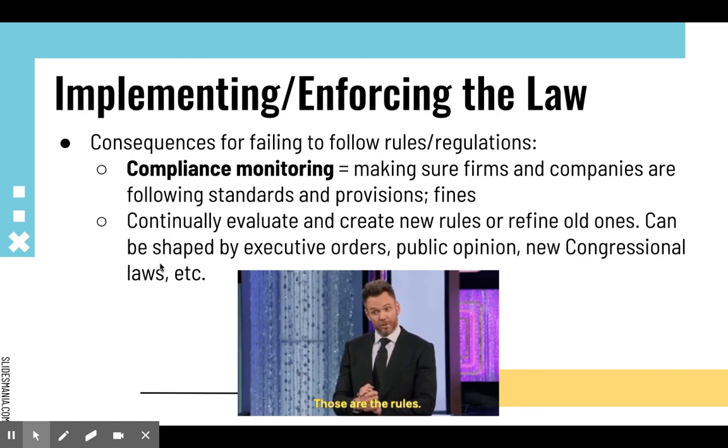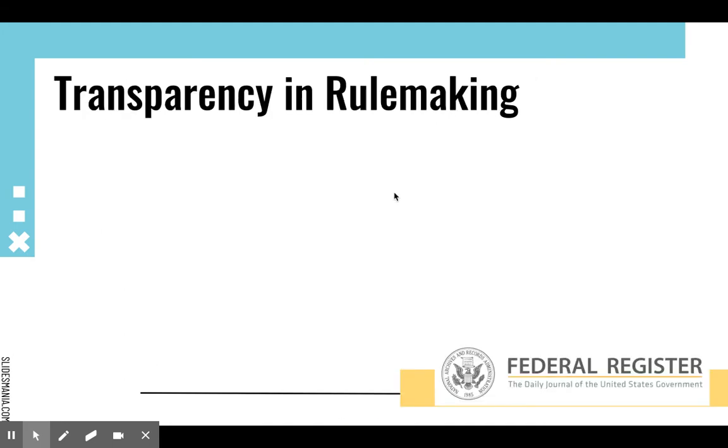And as a result, the bureaucracy is continually evaluating and creating new rules and refining old ones. And that's not only due to this compliance monitoring, but executive orders from the president might shape how the president wants certain laws or the agencies to function. Public opinion, new congressional laws, right? So these rules and regulations are constantly evolving, as well as the consequences for failing to comply.